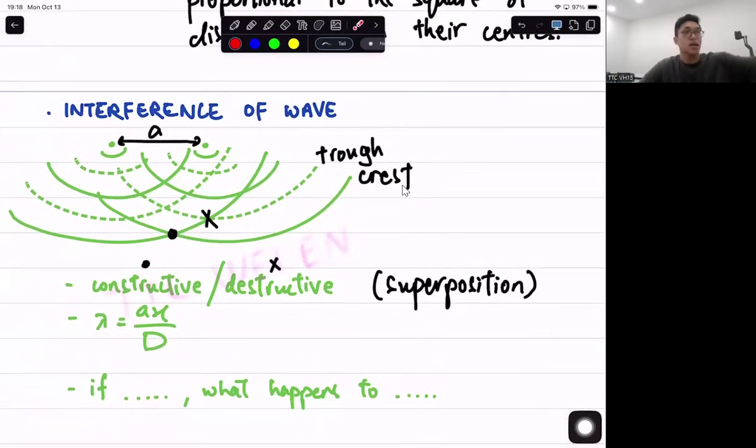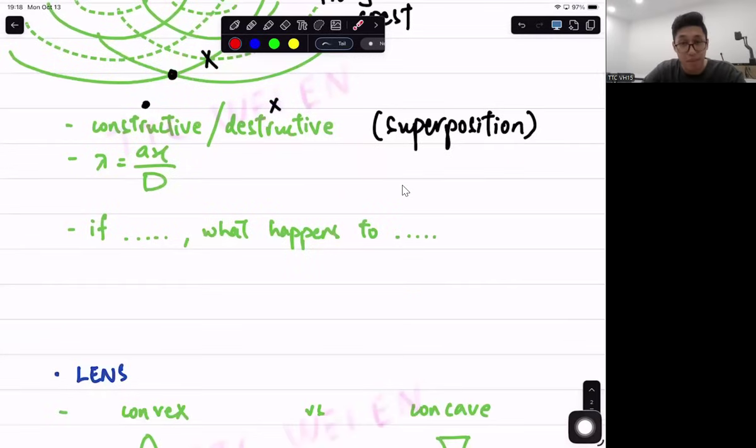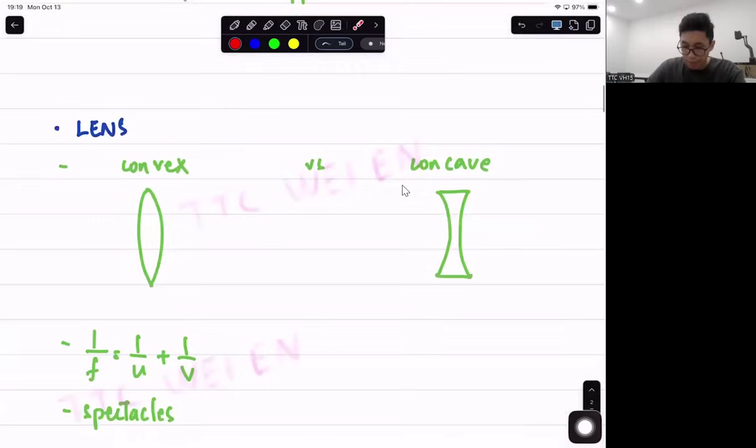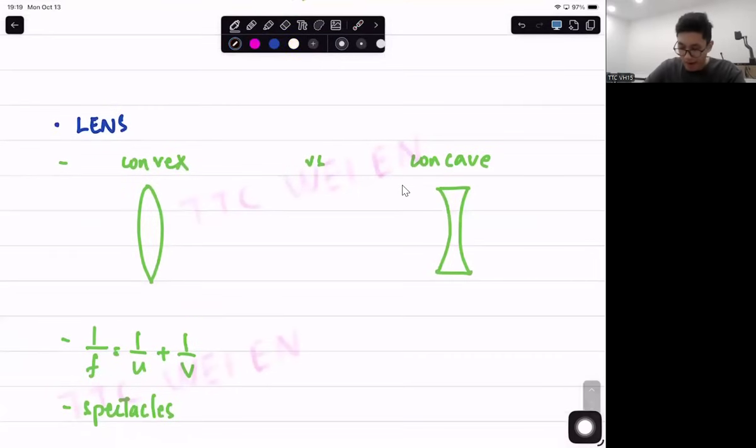If this thing happened, what will happen to this? You change the number in the formula and you calculate a new answer. Everything else, you just keep the same. Okay. The next topic that I have some inspiration on is lenses.